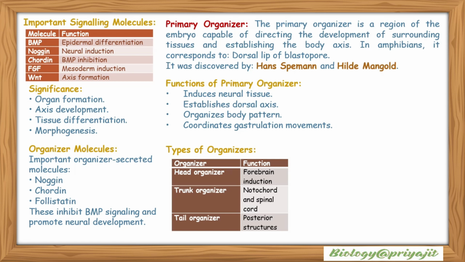Types of organizers are: the head organizer, which induces the forebrain; the trunk organizer, for notochord and spinal cord induction; and the tail organizer, which is responsible for posterior structures.